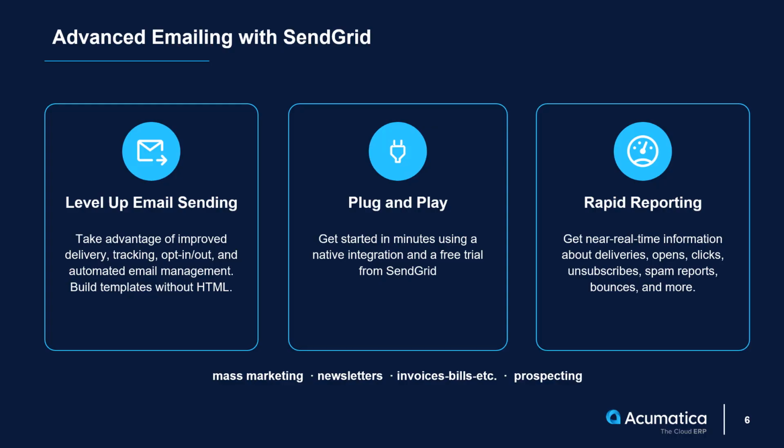SendGrid complements standard Acumatica email by improving email delivery, automating tracking and reporting, and managing unsubscribes, spam reports, and bounces and more. Using SendGrid, you can do professional email marketing, publish newsletters, track one-on-one emails to prospects, and deliver transactional documents such as bills, dunning letters, purchase orders, and more.